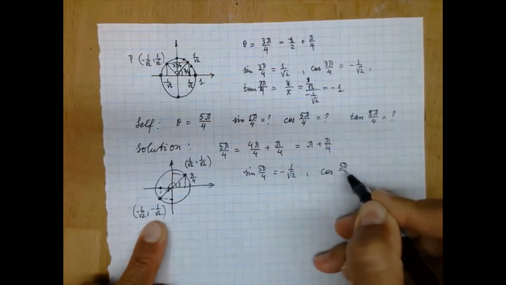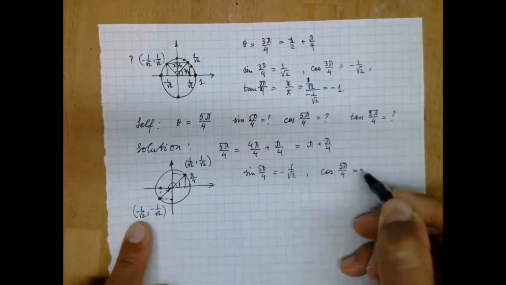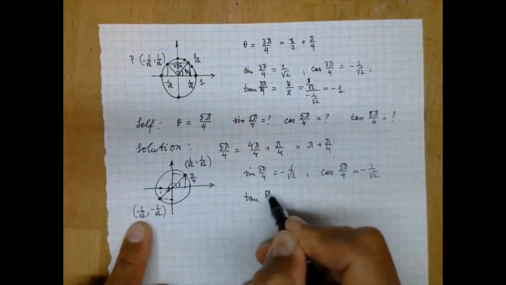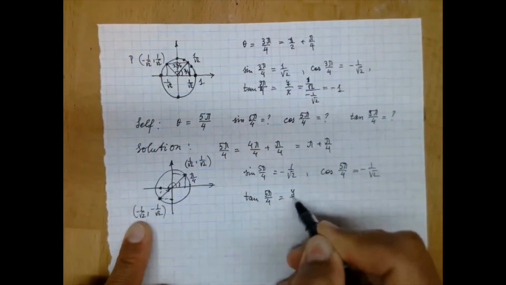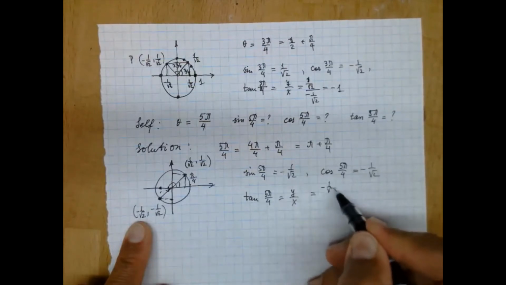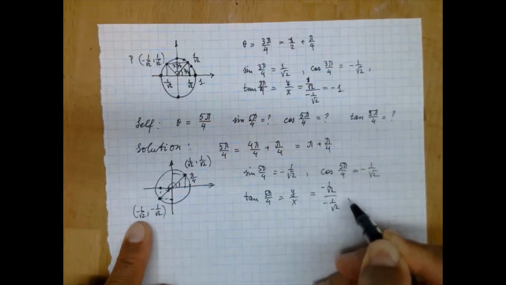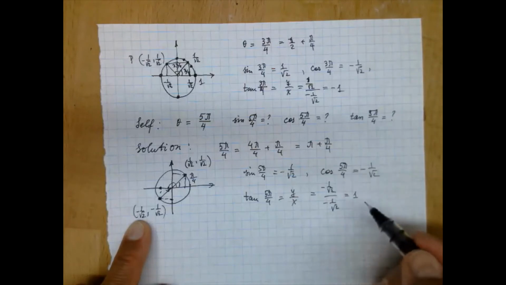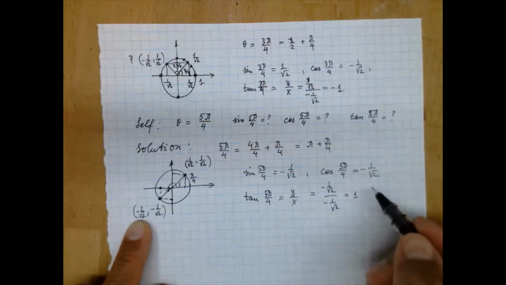Cosine of 5 pi over 4 is x, which is negative 1 over square root of 2. And tangent of 5 pi over 4 is y over x, which is the same, negative 1 over square root of 2 over negative 1 over square root of 2, which is 1. See? Okay. Well, so far we are dealing with pi over 4 angle. Let's try one more angle on your own.